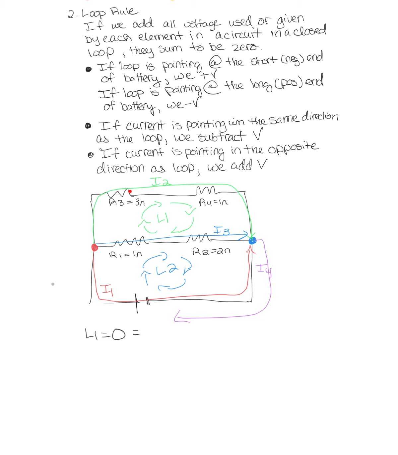Okay, so I'm going to start right here, and we're going to come to an R3, which is a 3 ohm resistor. And because this is going in the same direction as our loop, we're going to subtract this voltage. So minus VR3. Then we come to a 1 ohm resistor, also with that current going through it in the same direction as the loop. So we're going to say minus V, oh, I got 2 minuses there, minus VR4.